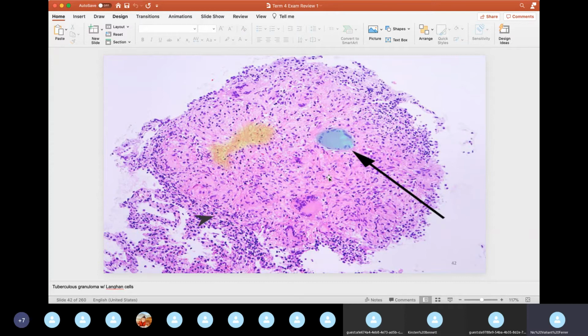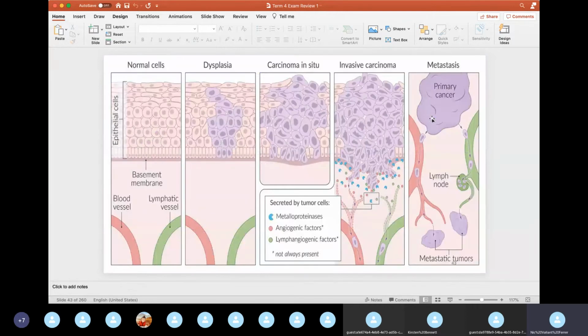If they just give you a slide and ask, what's this, granulomatous or non-granulomatous? Think if there's necrosis. Always in caseating, you have central necrosis. How do I know that there is necrosis? I can't see the nucleus anymore. That's high yield. We're moving on. We're good so far? Okay, let's go.